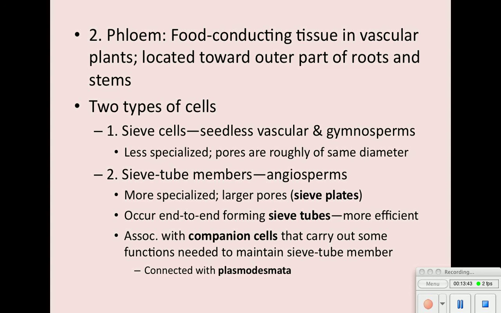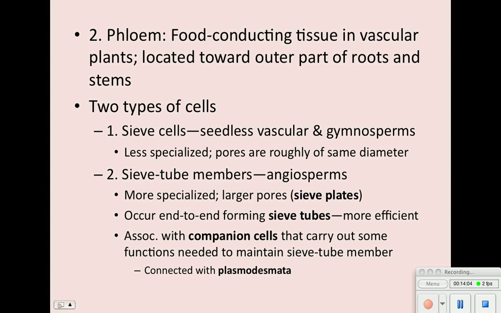There are 2 types of cells in phloem: sieve cells and sieve tube members. Sieve cells we find in seedless vascular plants and gymnosperms, and then in our flowering plants, their cells are sieve tube members. So a little bit of evolution here, or changes.